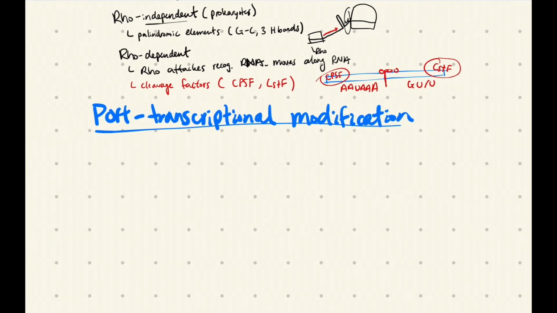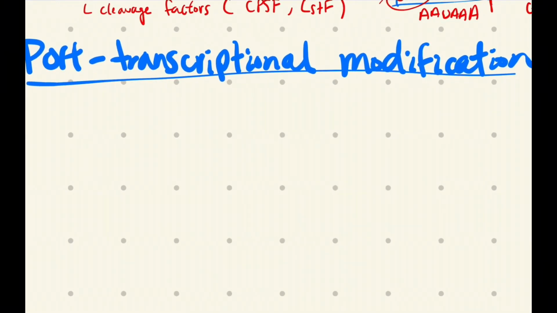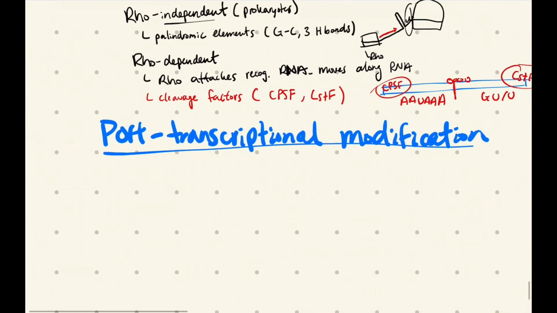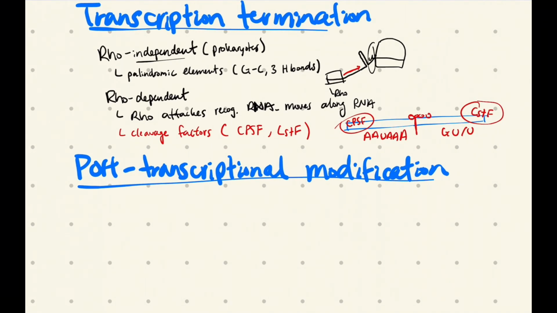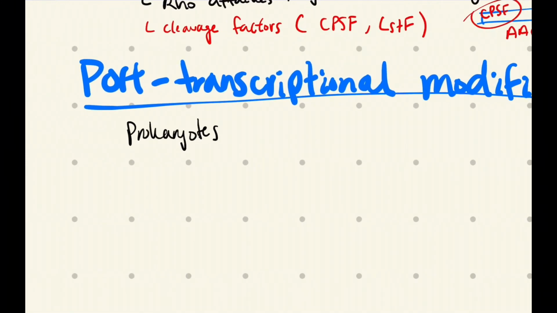Alrighty, so moving on. So now that we've actually terminated our transcription, we have to make some post-transcriptional modifications to our RNA, right? Now, there's going to be one major difference here for prokaryotes and eukaryotes. So for prokaryotes, you're actually just going to say, all right, that's fine. We're just going to directly translate it, okay? And you have no modifications, all right?